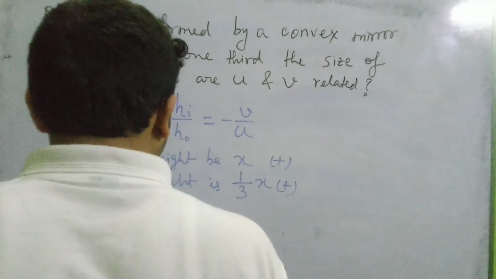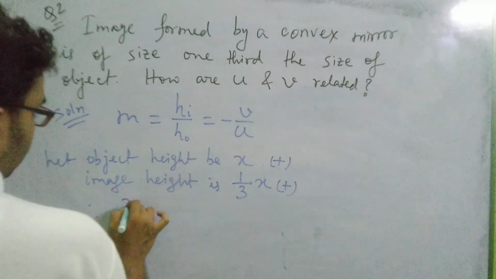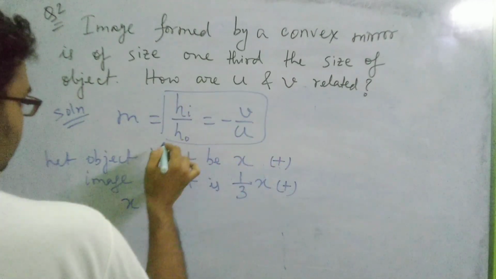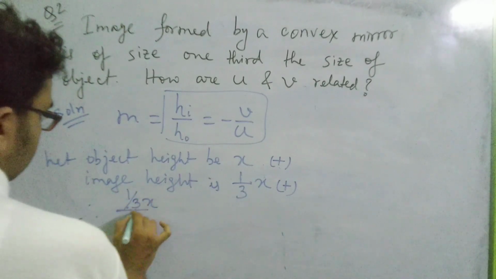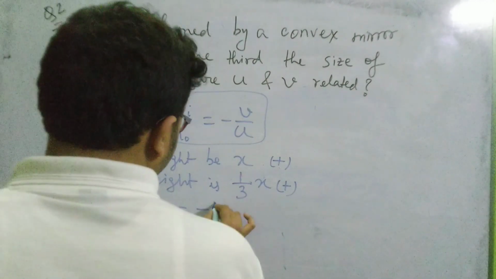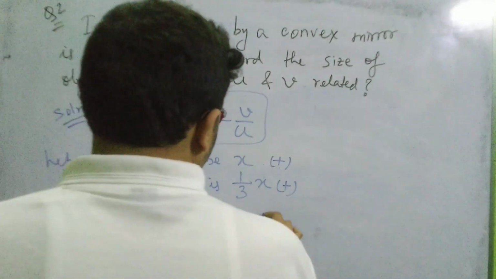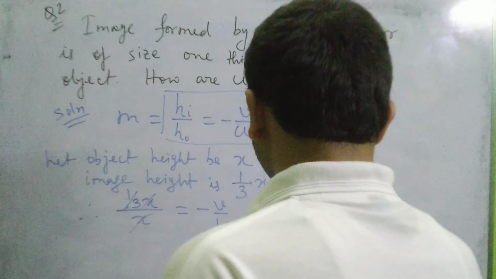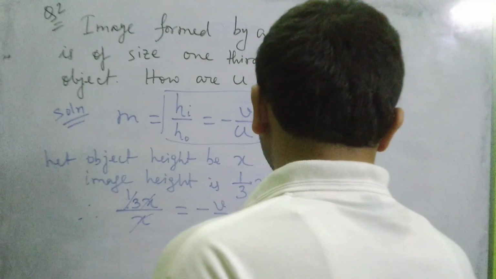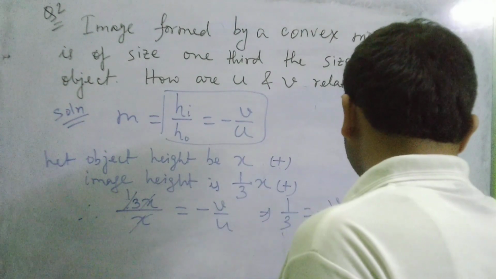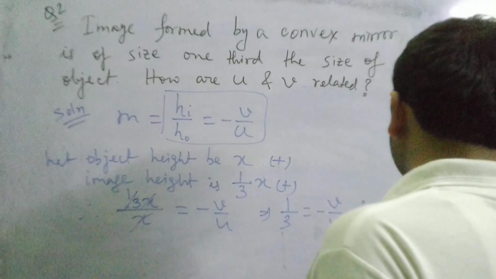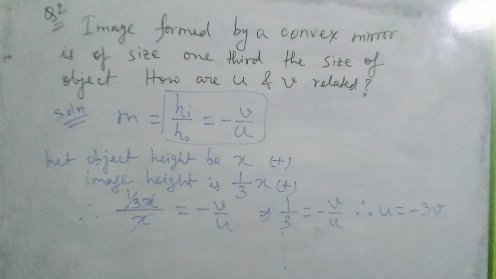It is being asked how u and v are related. Therefore, from this part of the formula, you can write one third x by x is equal to minus v by u. So x and x cancel out. From this you can write, if we just do another step, 1 by 3 is equal to minus v by u, and cross multiply it, therefore u is equal to minus 3v. Okay, so this is the solution. U equals minus 3v, or you can also write v equals minus 1/3 u. Fine. So I think the solution is clear.